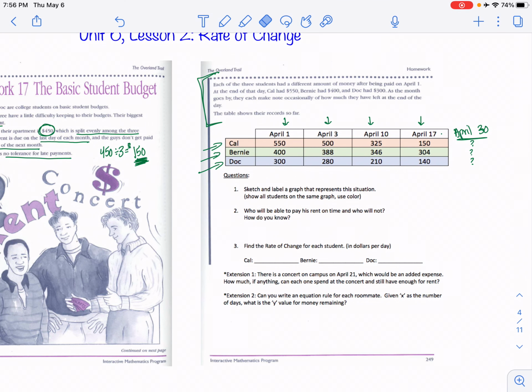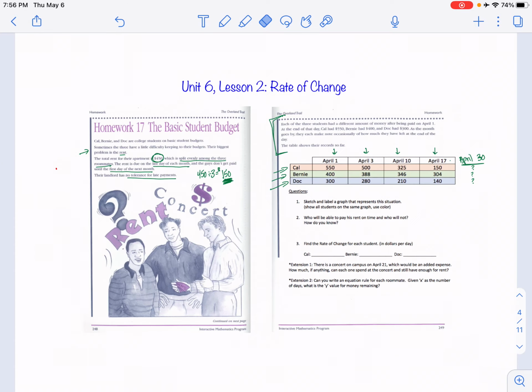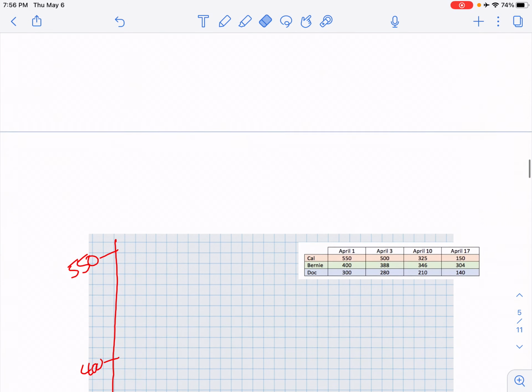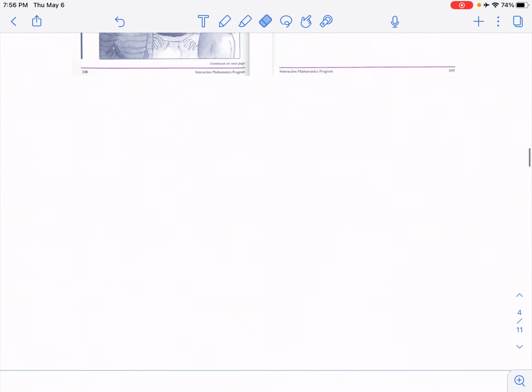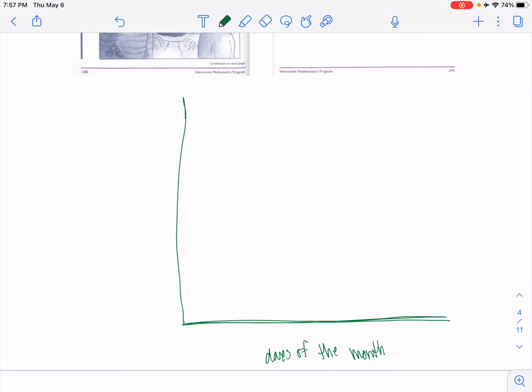Some are spending more money each day, some are spending less money each day. So sketch and label a graph. Take your yellow math notebooks and turn them horizontally. And you're going to, from scratch, make your graph. What you want to do is along the bottom of your notebook, this is the long way, this is the days of the month, and you don't want to stop at 17. You want to know how much money they have on day 30.